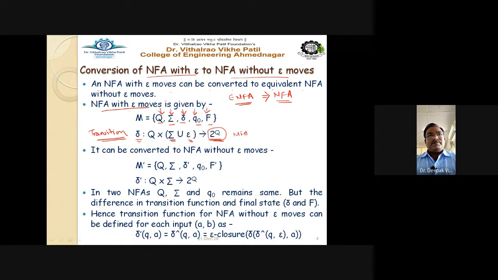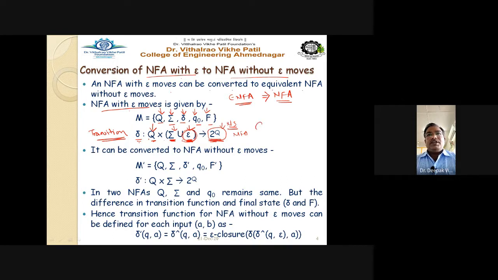But what is the difference here? Input alphabet union epsilon transition. So what you do here is Q into sigma plus, union means plus, you have to take this epsilon transition into consideration, which gives you the next state. You know the significance, how to read the transition function: current state into input alphabet, along with the epsilon transitions, gives you the new state or the next state.